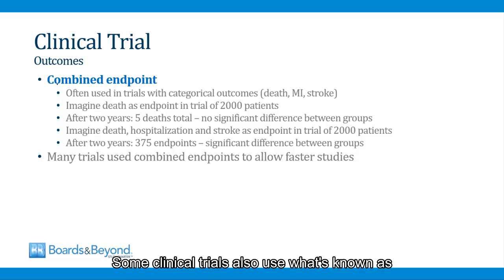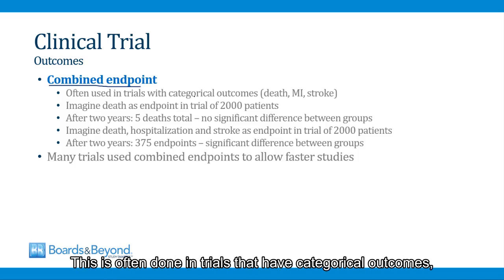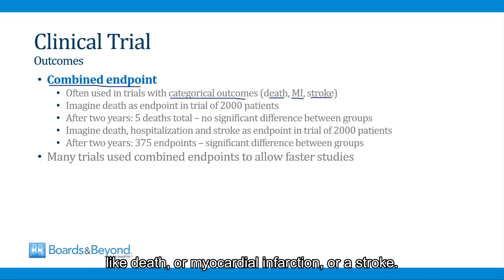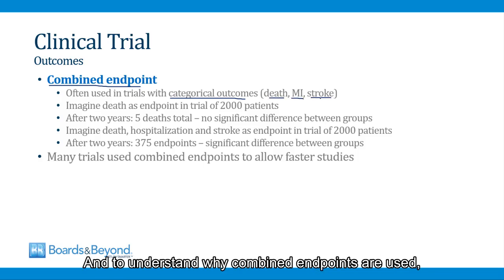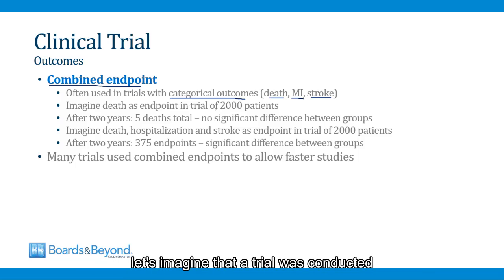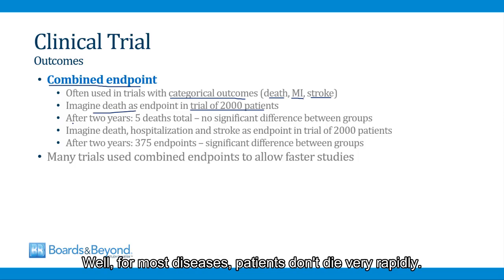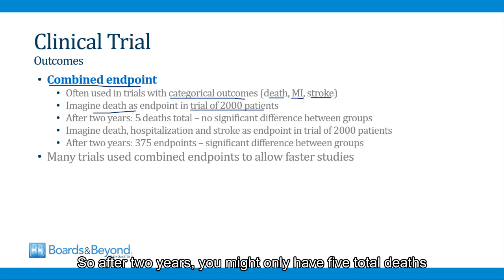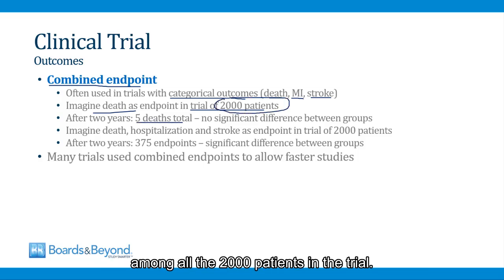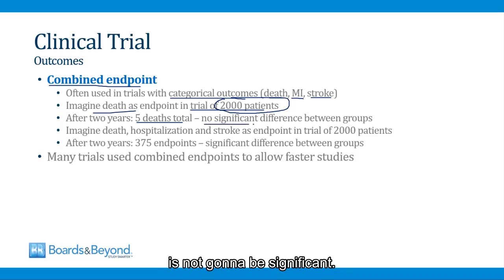Some clinical trials also use what's known as a combined outcome or a combined endpoint. This is often done in trials that have categorical outcomes like death or myocardial infarction or stroke. To understand why combined endpoints are used, let's imagine that a trial was conducted of 2,000 patients and the endpoint was death. Well, for most diseases, patients don't die very rapidly, so after 2 years, you might only have 5 total deaths among all the 2,000 patients in the trial. And when the number of deaths is this small, the difference between groups is not going to be significant.